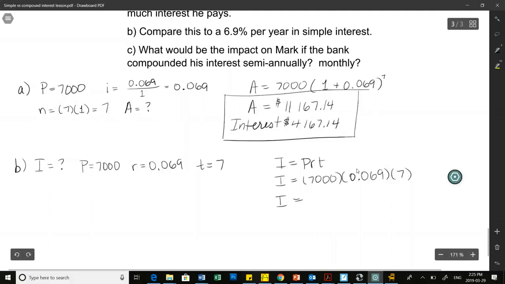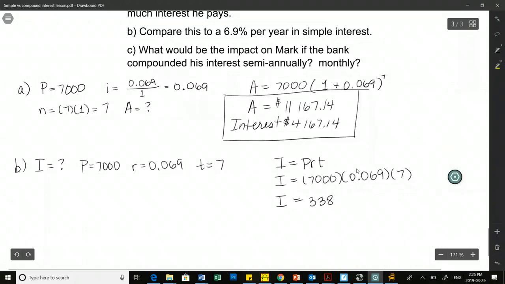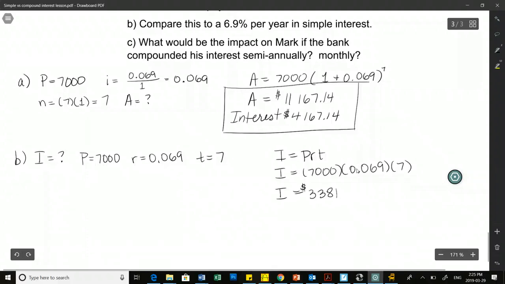What did you guys get for simple interest here? 3,389? 381. Exactly, no cents? Okay, so this is the interest.